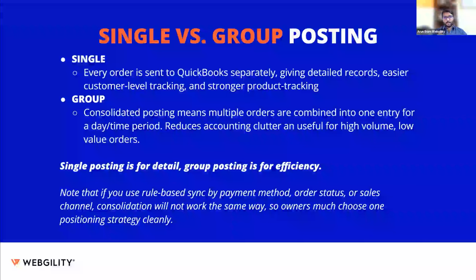But when the order volume tends to go higher, it is recommended to post them as a group or consolidated posting. Group posting means that multiple orders are combined into one accounting entry for a day, which basically reduces accounting clutter and is useful when there are many small orders, right?